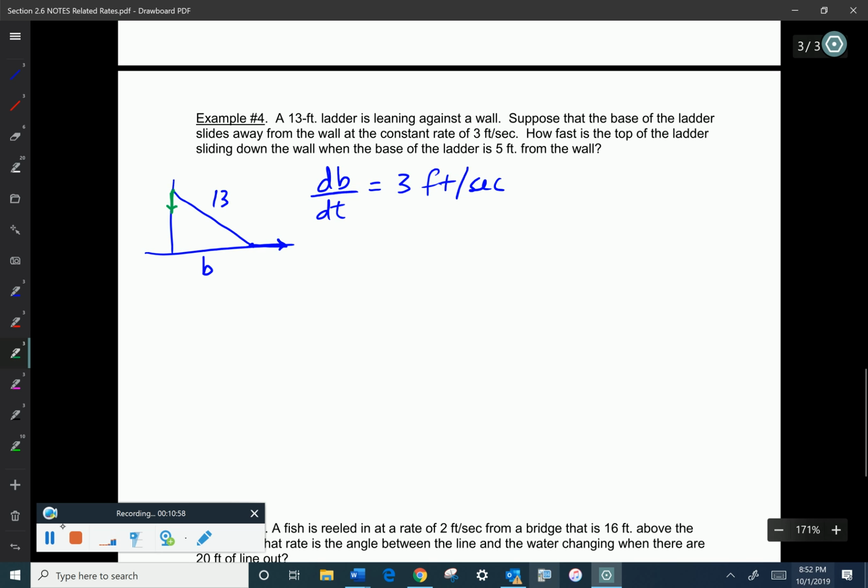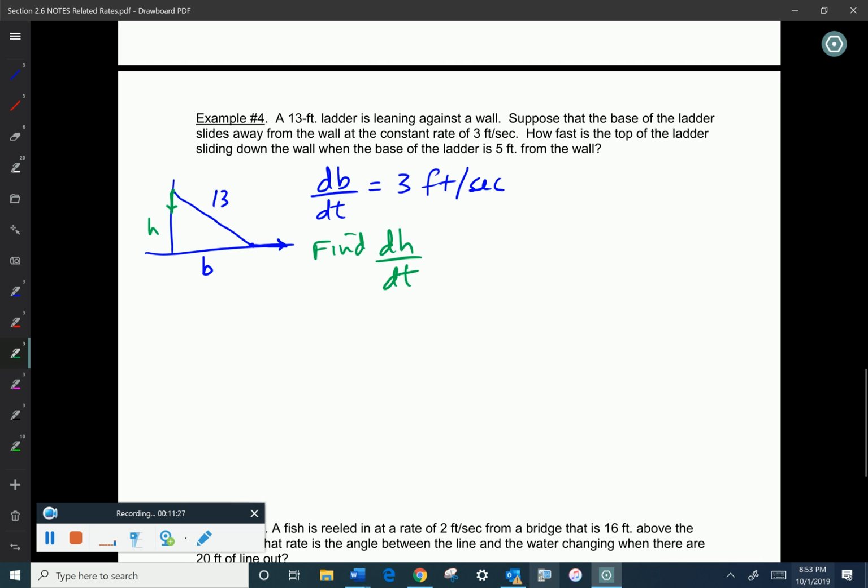I'm going to call this side H for the height. And it says, how fast is the top of the ladder sliding down the wall? So they want me to find the rate of change, because it says how fast. So I want to find the rate of change of the height with respect to time. And think about it, since that side of the triangle is getting smaller, once we find this value, it better be negative, right? Because if the side's getting smaller, then the rate of change should be negative.